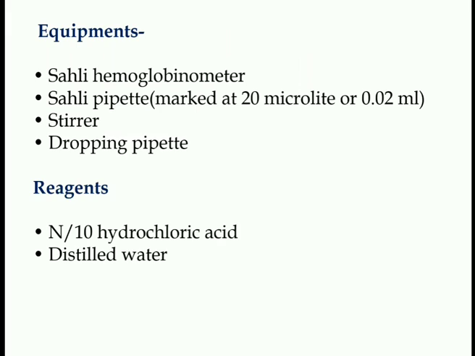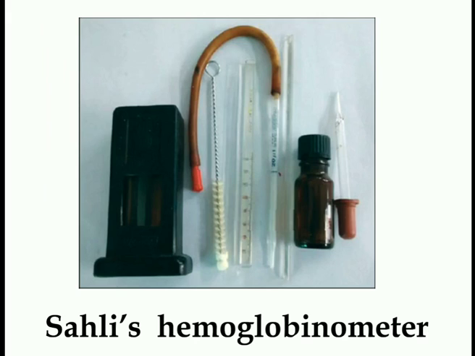Reagents used are N/10 hydrochloric acid and distilled water. This is the diagram of Sahli's hemoglobinometer.